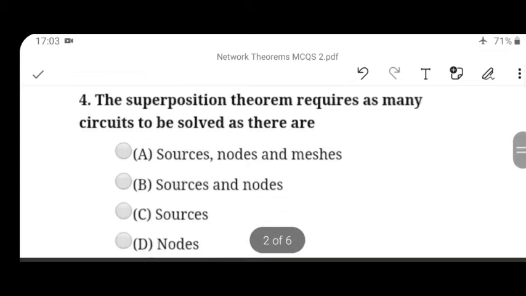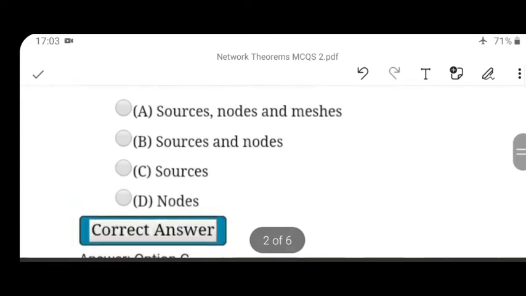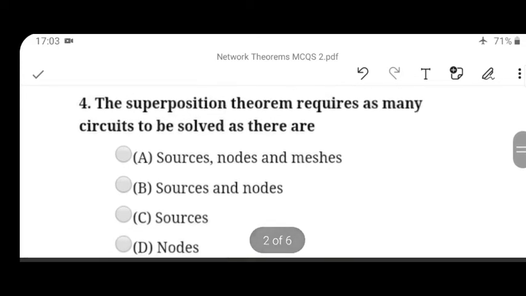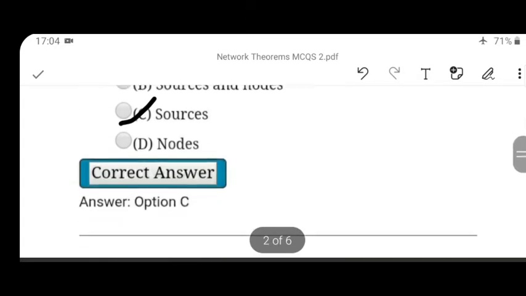Now in the fourth question, the superposition theorem requires as many circuits to be solved as there are. The options are sources, nodes and meshes, sources and nodes, sources, nodes. So option C will be our correct answer, because the superposition theorem requires as many circuits to be solved as there are sources. So our C option will be the correct answer.